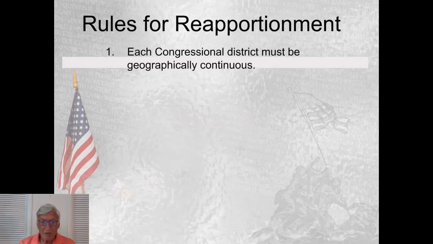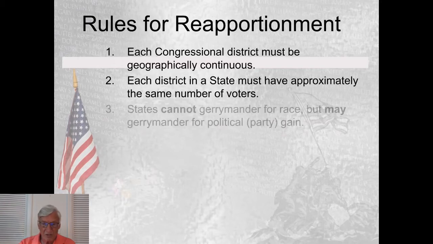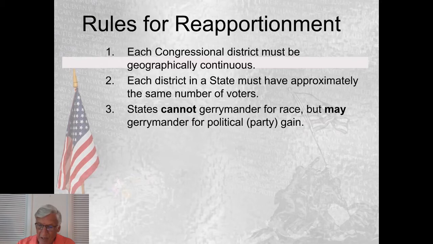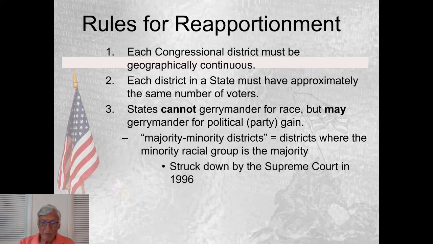Each congressional district must be geographically continuous. Each district in a state must have approximately the same number of voters. States cannot gerrymander for race. They can't gerrymander for race, but they may gerrymander for political party gain. Yes, you can do that. Majority-minority districts, districts where the minority racial group is the majority, were struck down by the Supreme Court in 1996. Up until then, there were a lot of those kinds of districts created, and we'll talk about those as being packing in a moment.